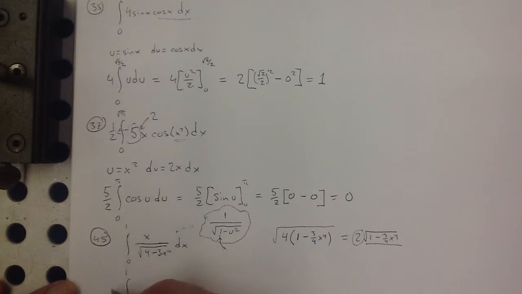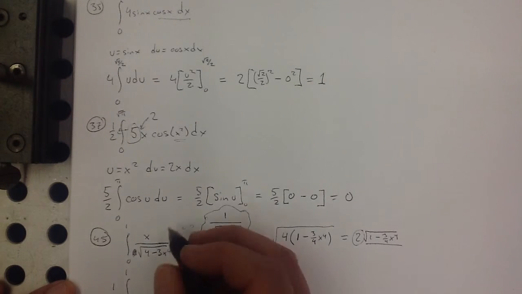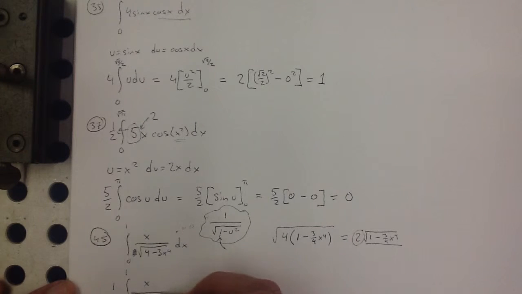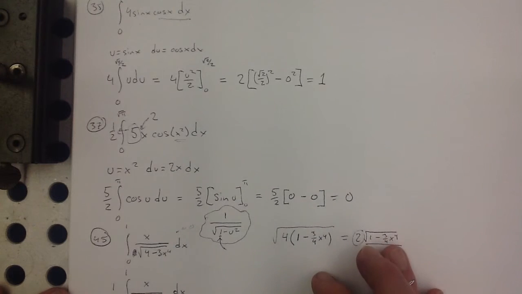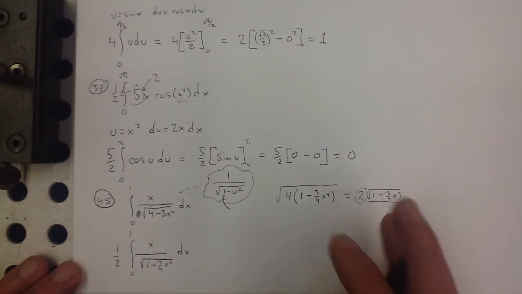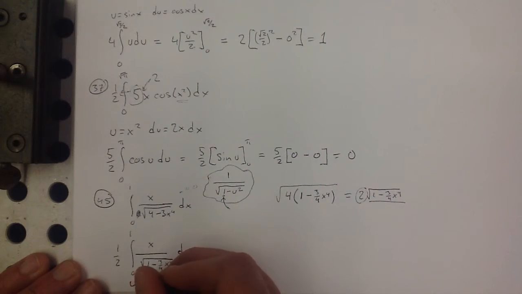A 2 comes out of here, which is like a 1/2 coming out, since the 2's in the denominator here, right? And then this would look like the square root of 1 minus 3/4 x to the fourth. And that's gotten me closer, because now I have the 1 where I need it to be. If it's going to match up to this, then I would like u squared to be equal to this.